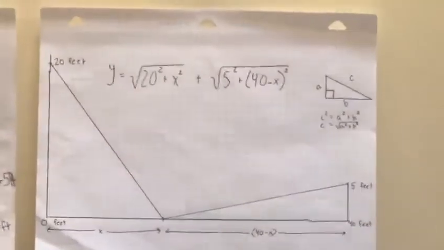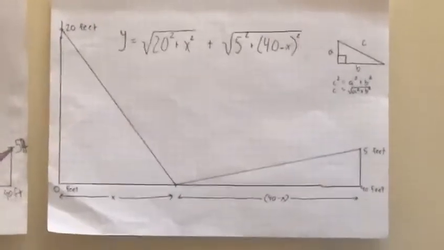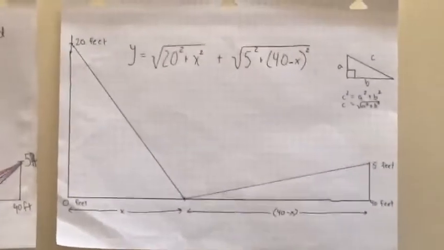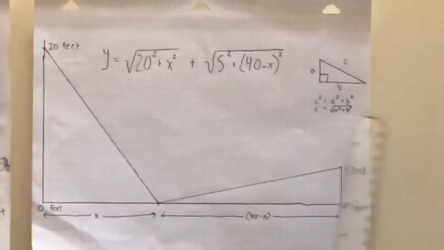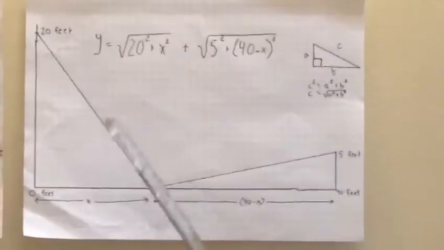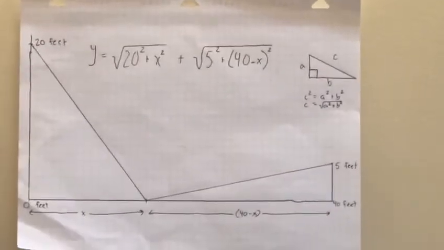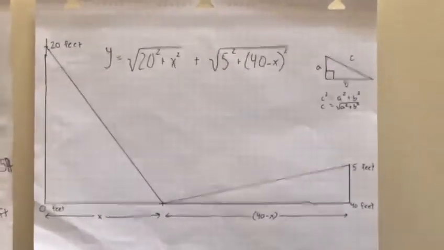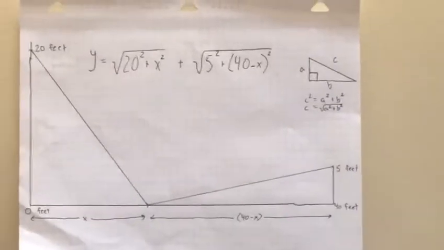So for this question, I used the Pythagorean Theorem, which is a squared plus b squared equals c squared, or c is the square root of a squared plus b squared. For the Pythagorean Theorem to work, you have to be working on a triangle, and the triangle needs to be a right triangle as well.